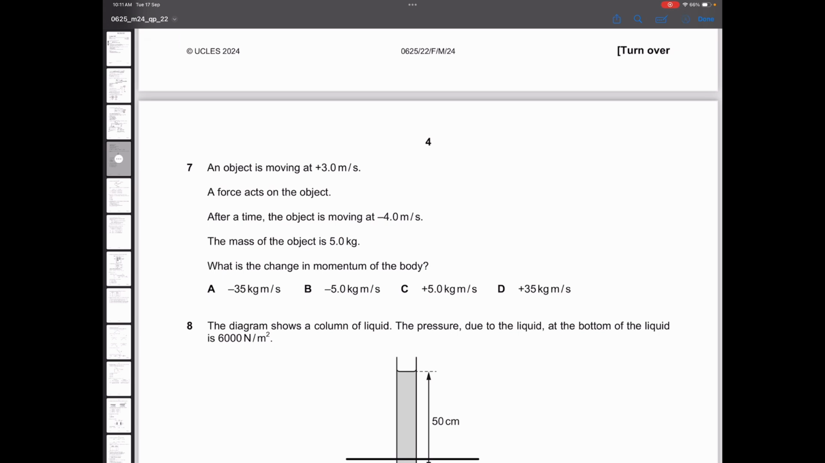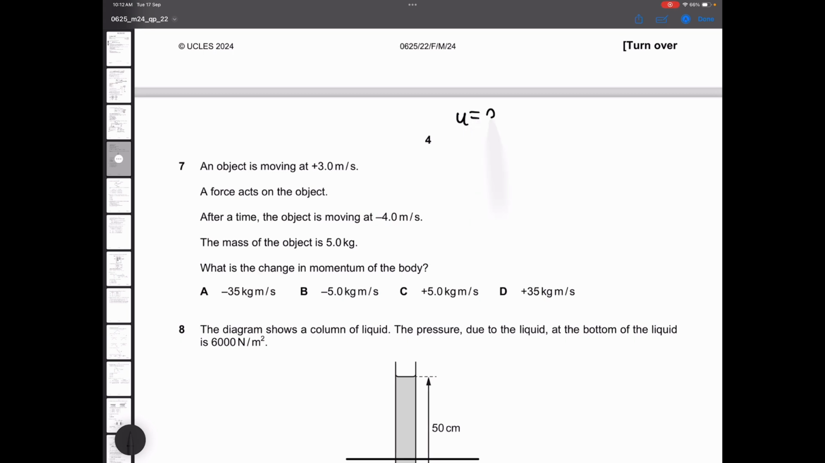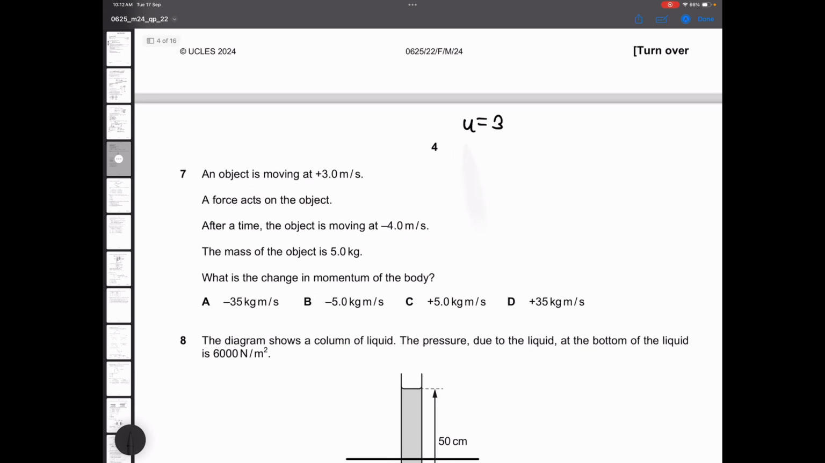So next question. An object is moving 3 meters per second. A force acts on the object. After a time, the object is moving. Okay, so initial velocity is 3. Final velocity given is minus 4. Mass is 5 kg. What is the change in momentum of the body?